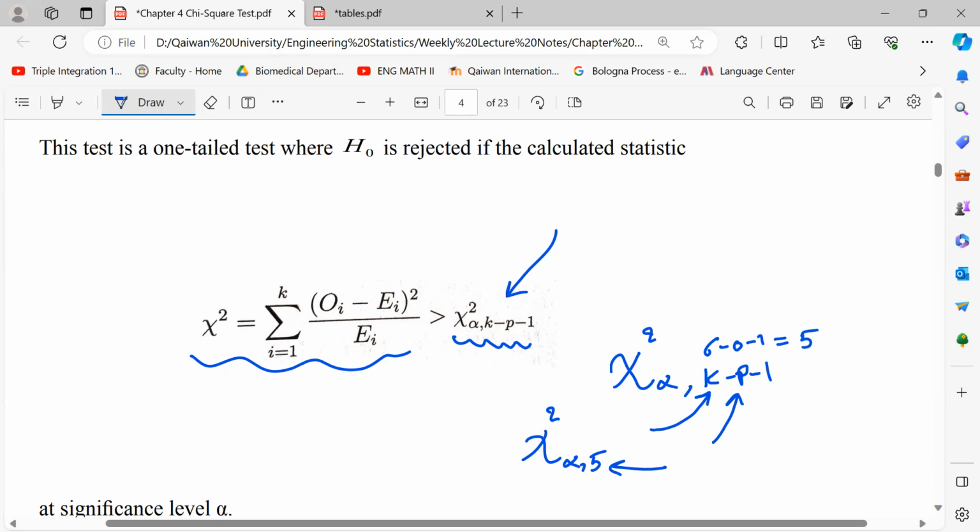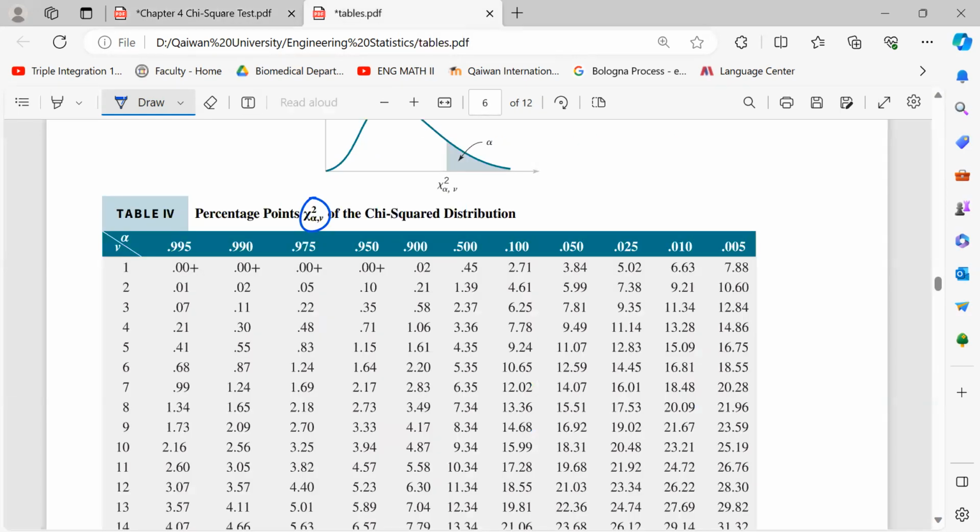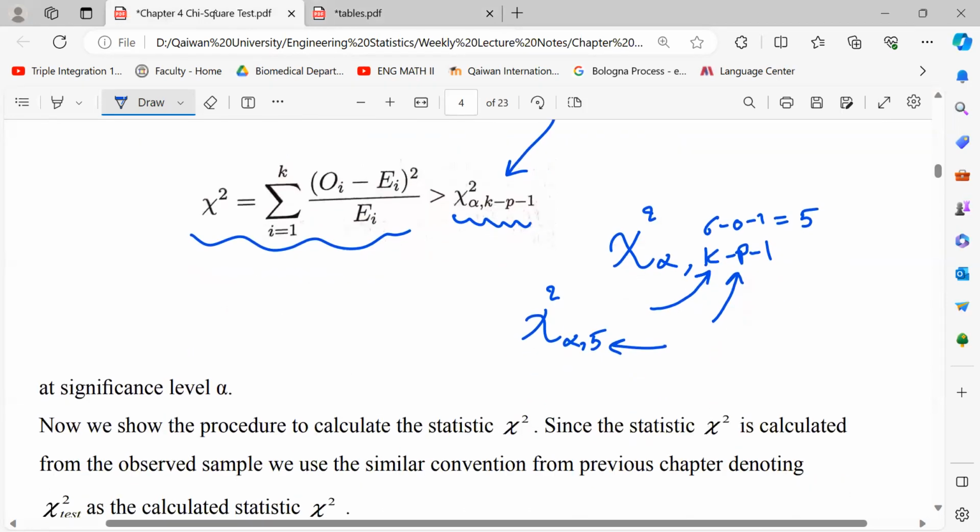If alpha is given, we could get the result from the table. From this table, these are the values of alpha, and these are the degrees of freedom. As we found that it's 5, we look for the value of alpha horizontally to get the result. It's for the example of tossing a dice.